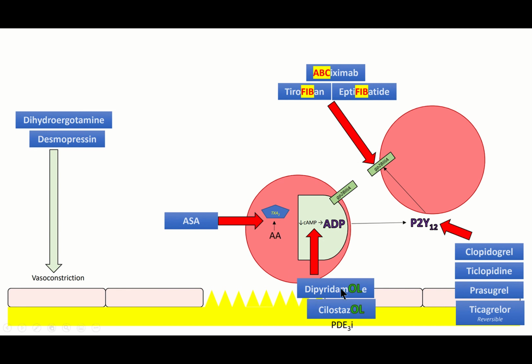Here are some drugs with the action sites that they use. So they like asking these because it's the first step of the primary plug, primary hemostasis. Aspirin, I also remember that ticagrelor is the only reversible. It's the only one that ends in an R for P2Y12.